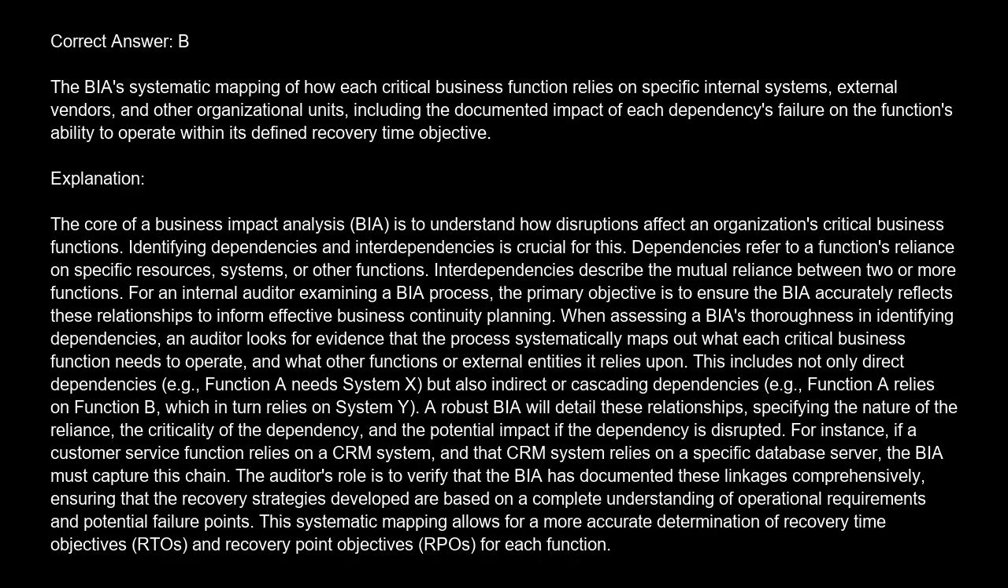This includes not only direct dependencies, e.g., function A needs system X, but also indirect or cascading dependencies, e.g., function A relies on function B, which in turn relies on system Y. A robust BIA will detail these relationships, specifying the nature of the reliance, the criticality of the dependency, and the potential impact if the dependency is disrupted. For instance, if a customer service function relies on a CRM system, and that CRM system relies on a specific database server, the BIA must capture this chain.